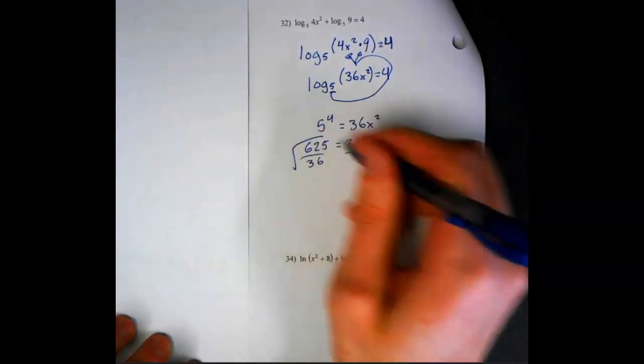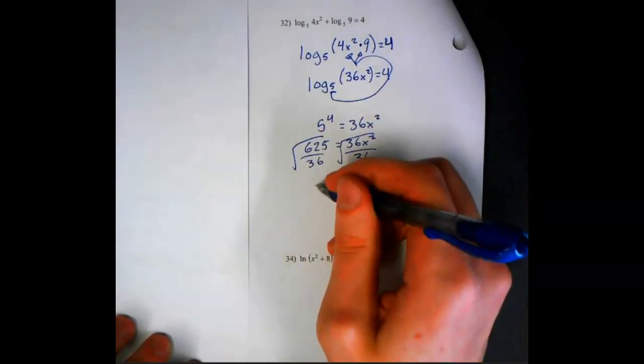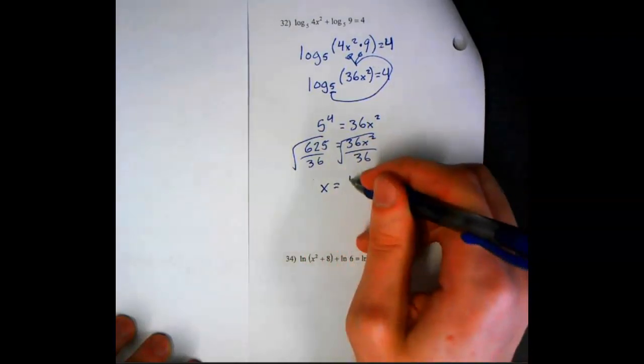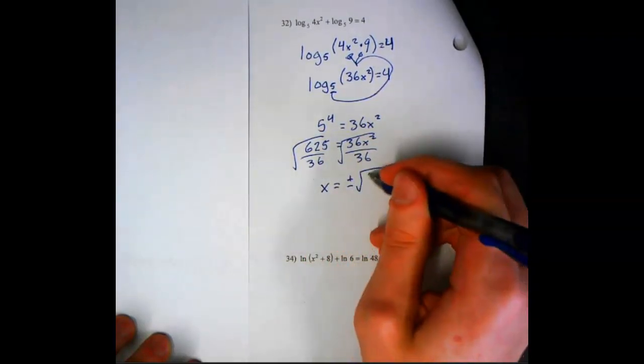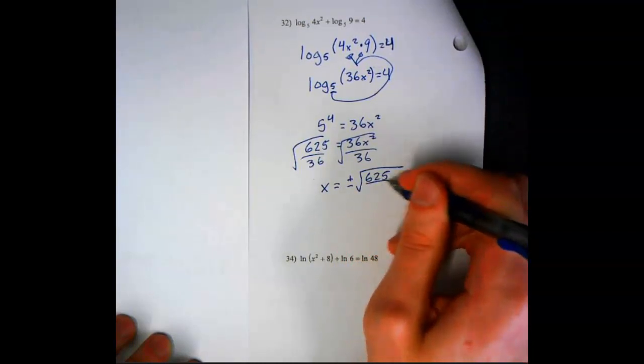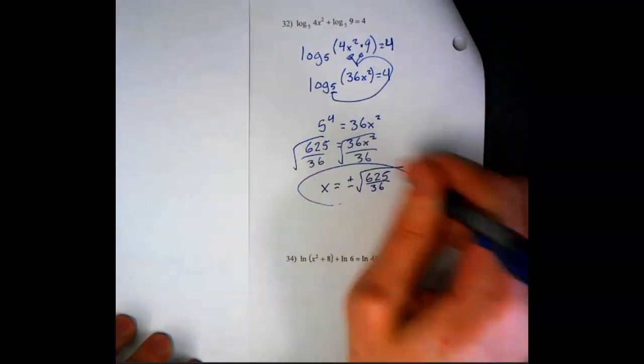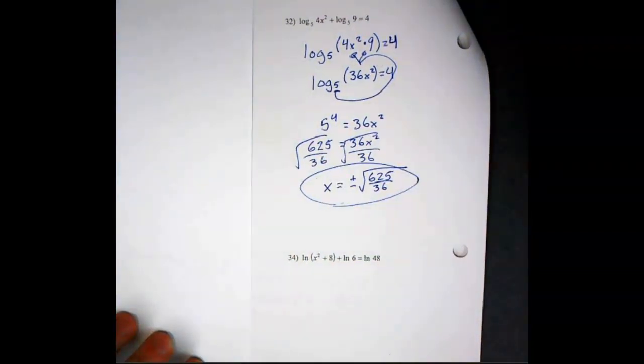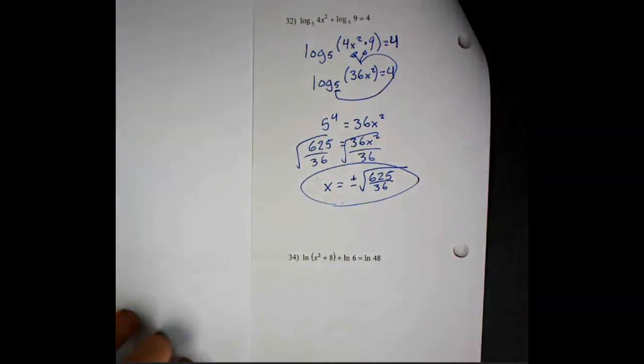And we'll just take the square root of both. And we'll have x equals plus or minus the square root of 625 over 36. And you can go ahead and leave that as a fraction. I'm not going to have you guys change that.